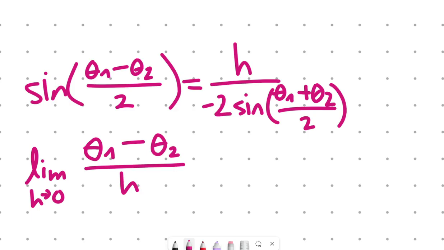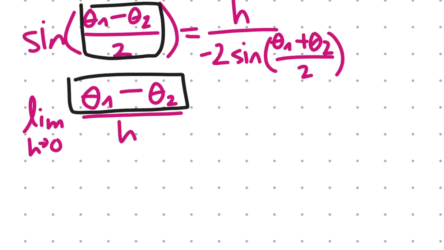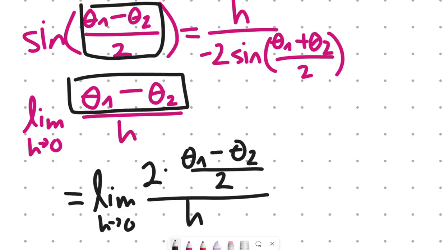Now we would want to represent the theta 1 minus theta 2 in this form. How can we do it? We can do it if we multiply by 2 and then divide by the same 2 again. Then we are actually multiplying by 1, leaving us with the same mathematical expression: the limit as h approaches 0 of 2 times (theta 1 minus theta 2) over 2, over h.